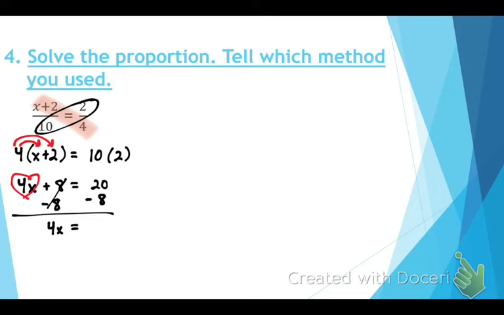Just the girls, what is 20 minus 8? 12. Boys, how do I get x by itself? Divide what? 4. Divide by 4 on both sides. Anybody wearing a sweater? What is the correct answer? 3. X equals 3. Class, what method did we just use to do this? We had to use cross products.